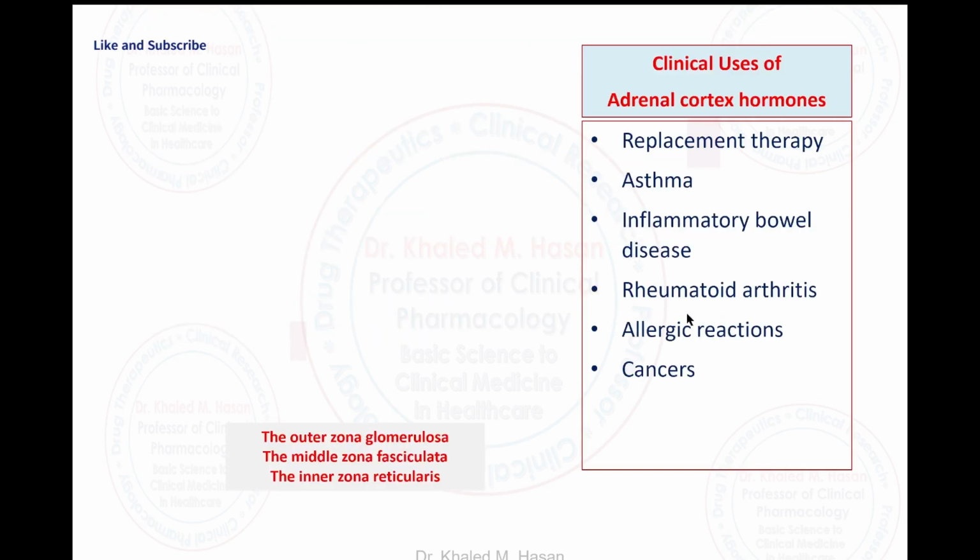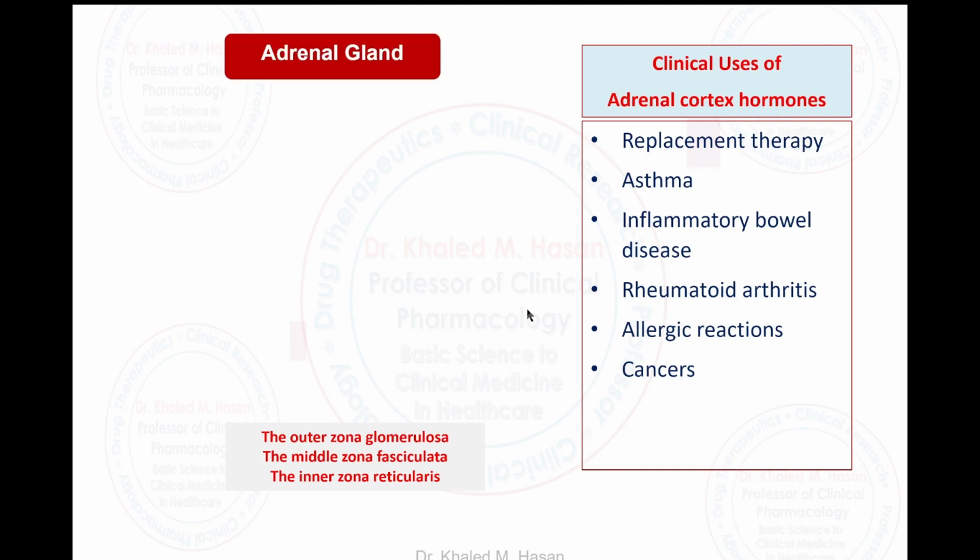Okay, now we can ask ourselves about the steps or the anatomical distribution. As you can see here, we have the adrenal gland. We are already familiar with this gland over the kidneys.